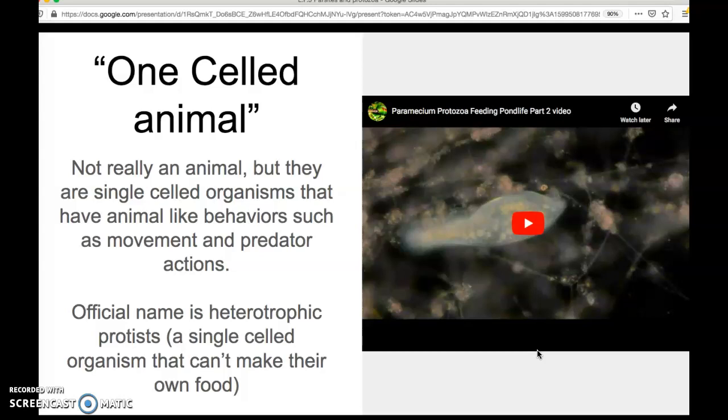And there's an example of one moving for you. So they're not really an animal, but they are single-celled organisms that have animal-like behaviors, such as movement and predator action. So they were called in the past one-celled animals, but that's not true anymore. We don't classify them as animals. They're in their own classification system. So they're animal-like, but not animal.